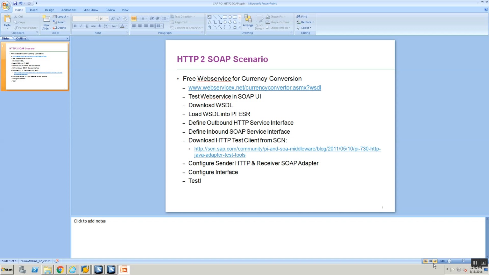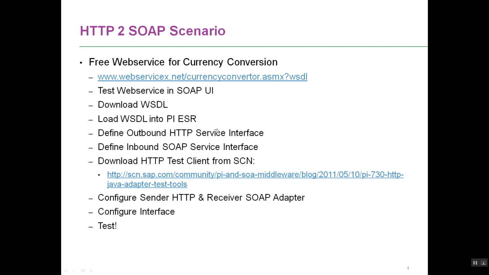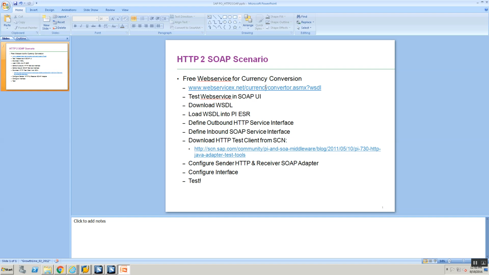So what are the steps that we are going to follow here? The first thing is the web service that we are going to call. This web service is going to be a currency conversion web service. It's going to take two inputs, a source currency and a target currency, and using those inputs, it's going to get a response back. This is a publicly available currency conversion web service on the internet, so we're going to use this service.